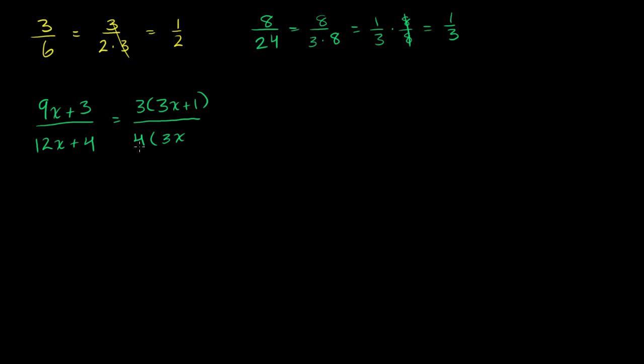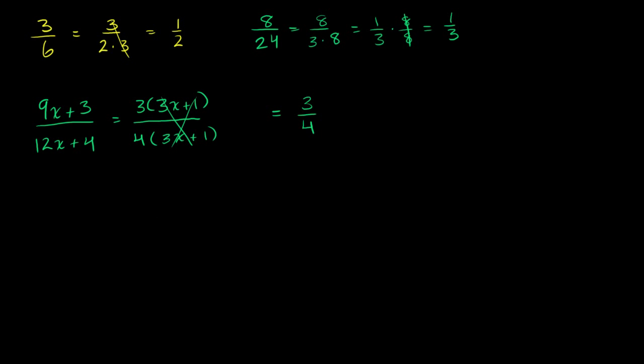12 divided by 4 is 3. 12x over 4 is 3x. Plus 4 divided by 4 is 1. So here, just like there, the numerator and the denominator have a common factor. In this case, it's 3x plus 1. It's a variable expression, not an actual number, but we can do the exact same thing. They cancel out. So if we were to write this rational expression in lowest terms, we could say that this is equal to 3 over 4.